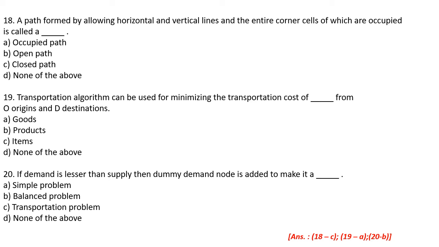20. If demand is lesser than supply, then a dummy demand node is added to make it a option A, simple problem, option B, balanced problem, option C, transportation problem, option D, none of the above. The correct answer is option B, balanced problem.